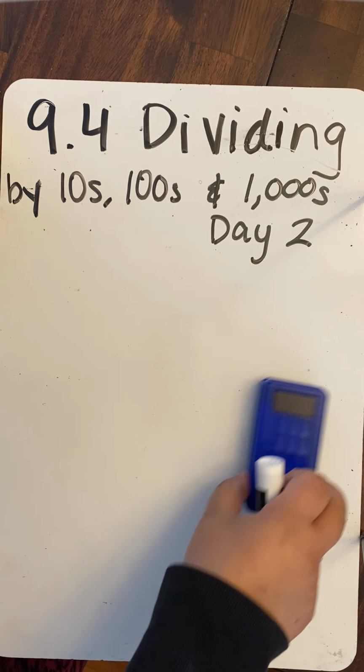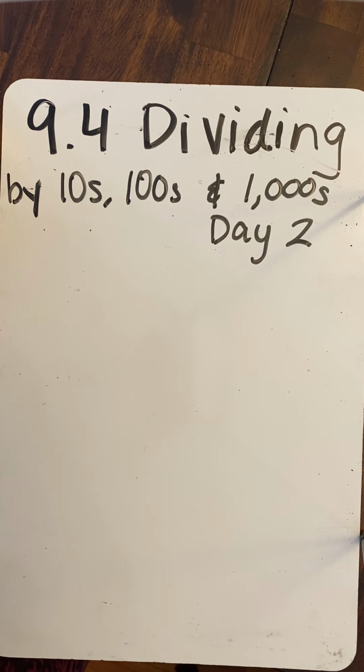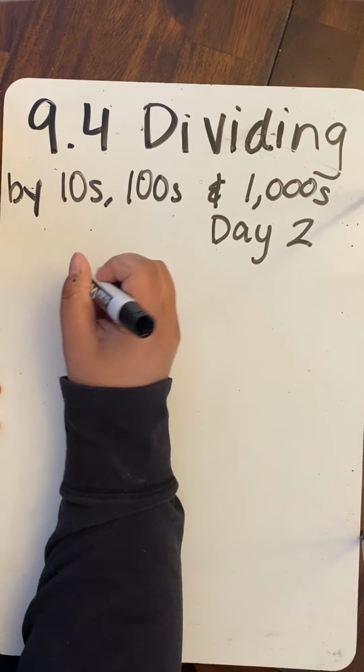Hey everyone, we're gonna do 9.4, dividing by tens, hundreds, and thousands, day 2. So this is really just a continuation of yesterday's lesson when we divided by 10. Now we're gonna divide by 100 and then 1,000. So let's look at an example.